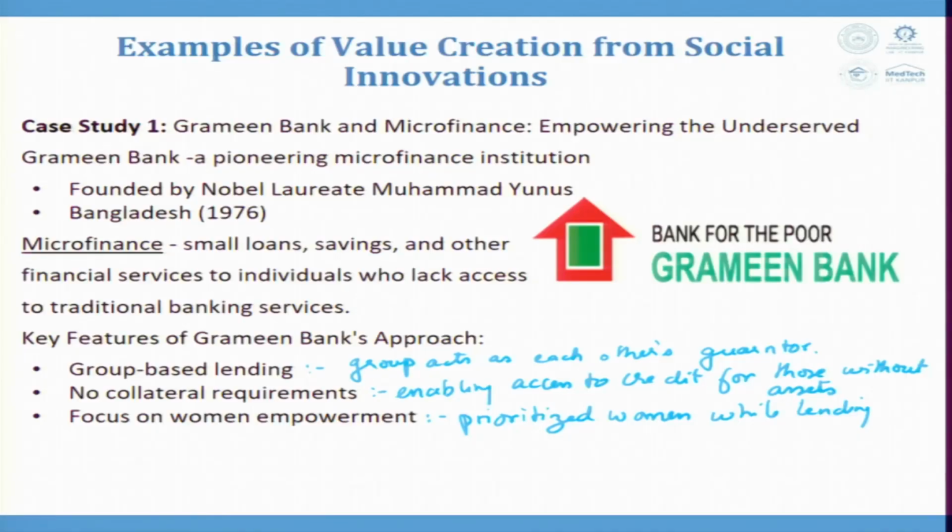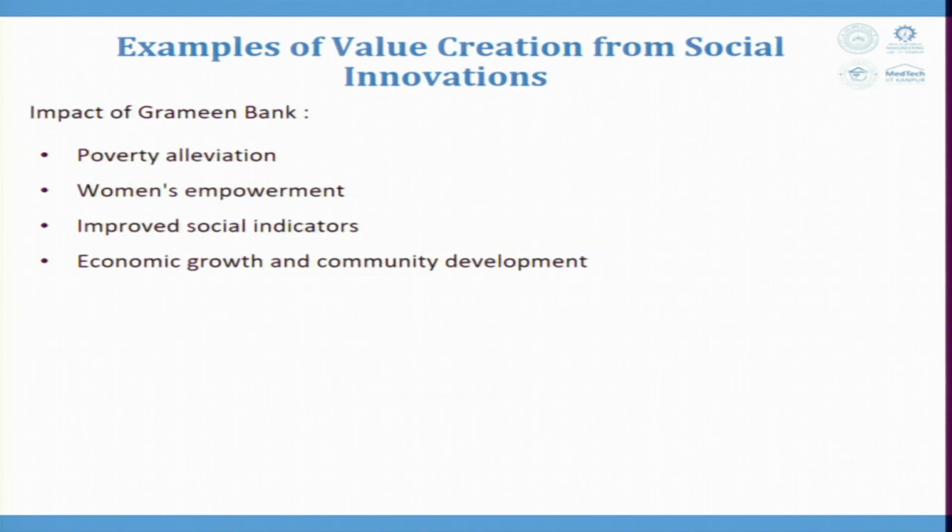This is a very successful model. If you and I go to the bank, nobody will give you a loan without an asset, but here they trust the group, and here it is a social upliftment, plus it is also improving their well-being. This is a successful model which is a social innovation. Bank for the poor, Grameen Bank.